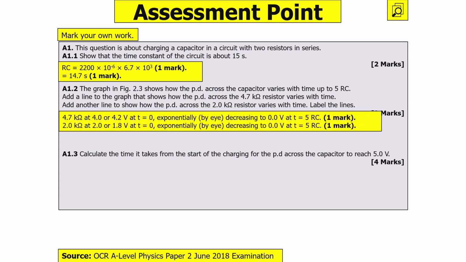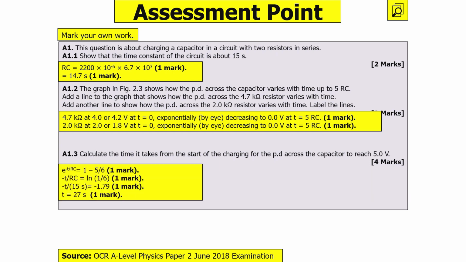Now, next one, we know that the 4.7 kilo ohm should be exponentially decreasing to 0 at 5 time constants, and then the 2 kilo ohm at 1.8 volts at t equals 0, exponentially decreasing to 0 volts at 5 time constants. Now we know here that e to the minus t over RC is going to be equal to 1 minus 5 over 6, by looking through our equation, pop in all the values and work it through, and t is equal to 27 seconds.